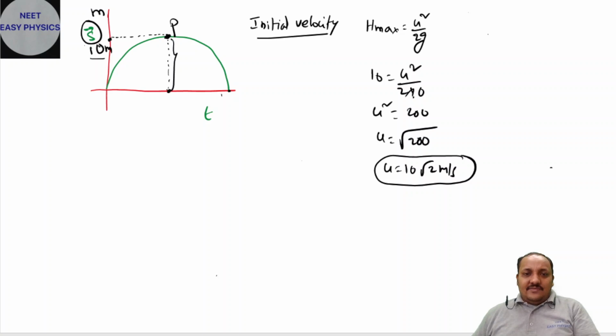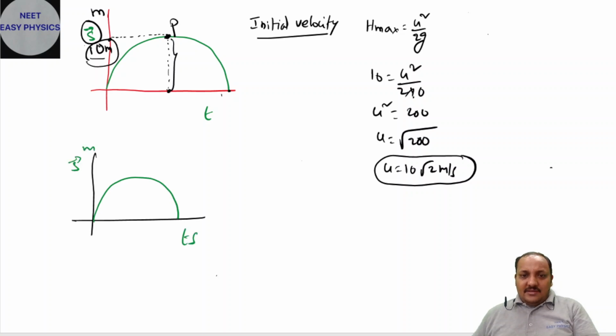Next, for the same question, they won't give 10. In case of a vertically projected body, displacement in meters, time in seconds. Now, they may give time here. Either this is 2 seconds, otherwise this is 4 seconds. Then they will ask what is the initial velocity? So, the time taken to reach maximum height.